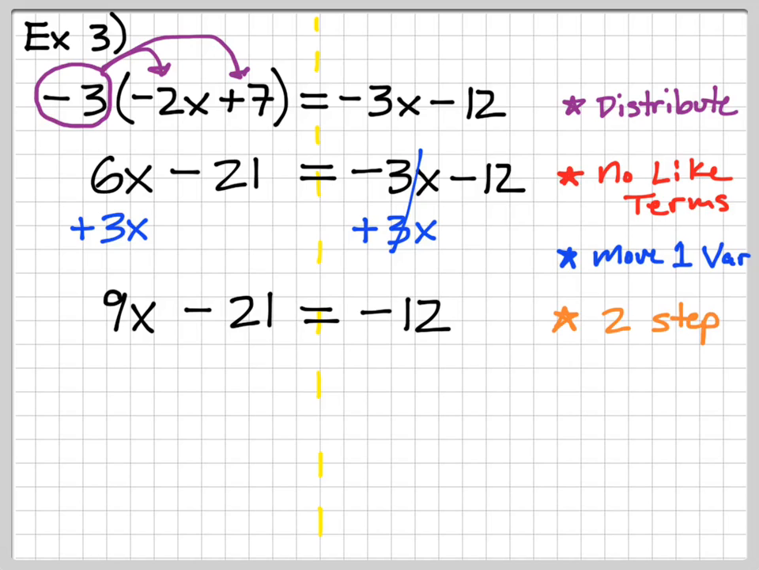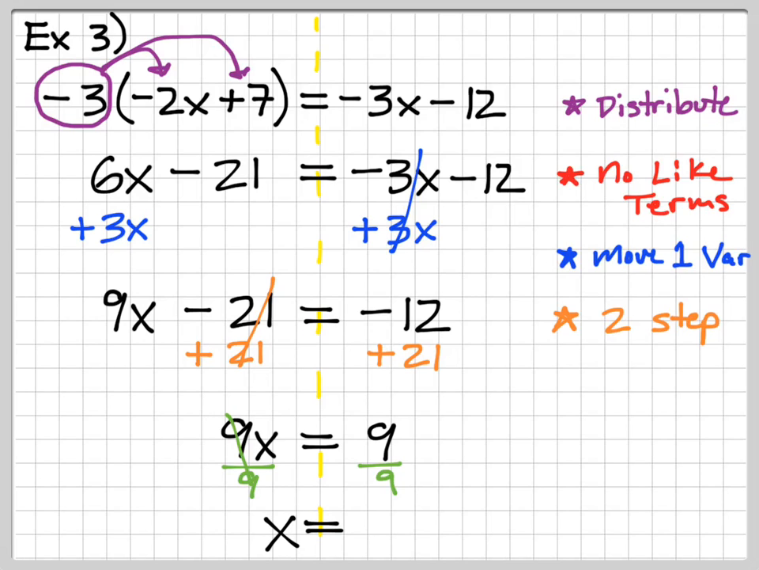And now I have a two-step equation. Step 1 is to add 21 to both sides. I have 9x equals 9. And step 2 is to divide both sides by 9. And my final answer is x equals 1.